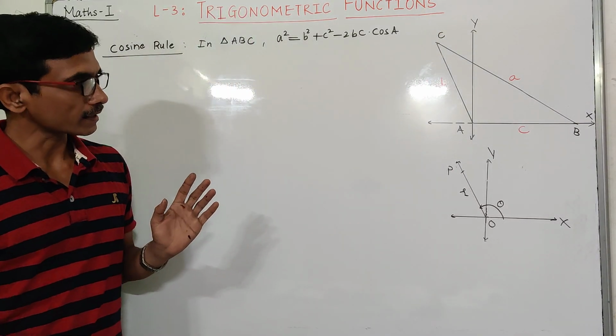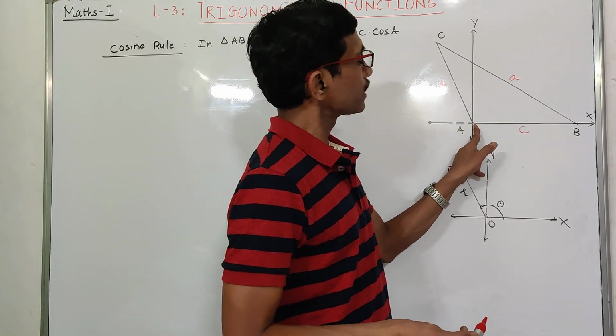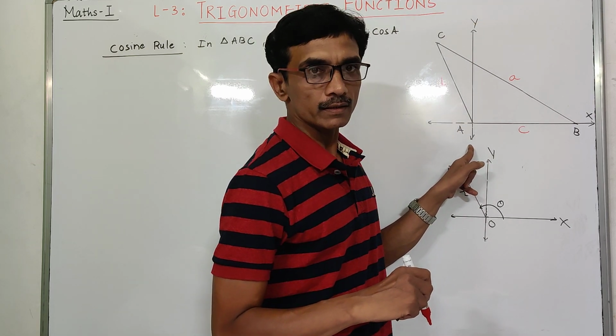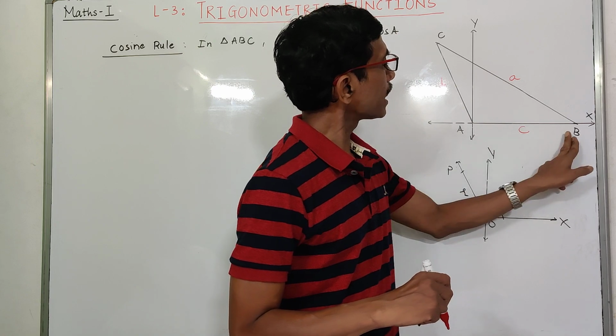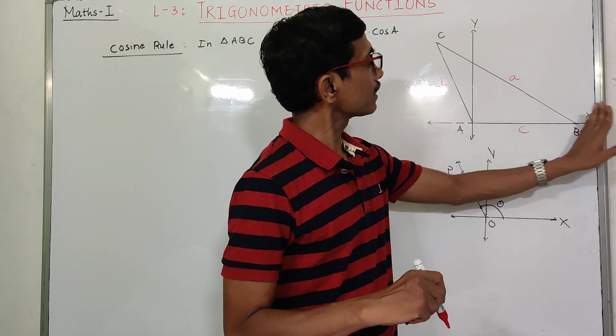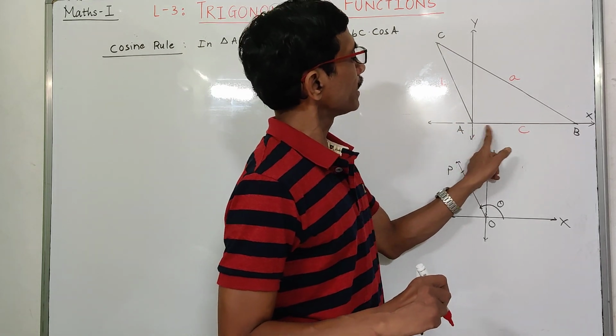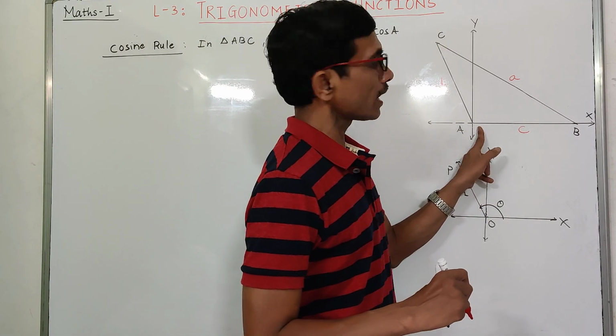So the arrangement we have to make is that this vertex A we take at the origin, and side AB we take along the x axis. So we take side AB along the x axis, with vertex A at the origin.